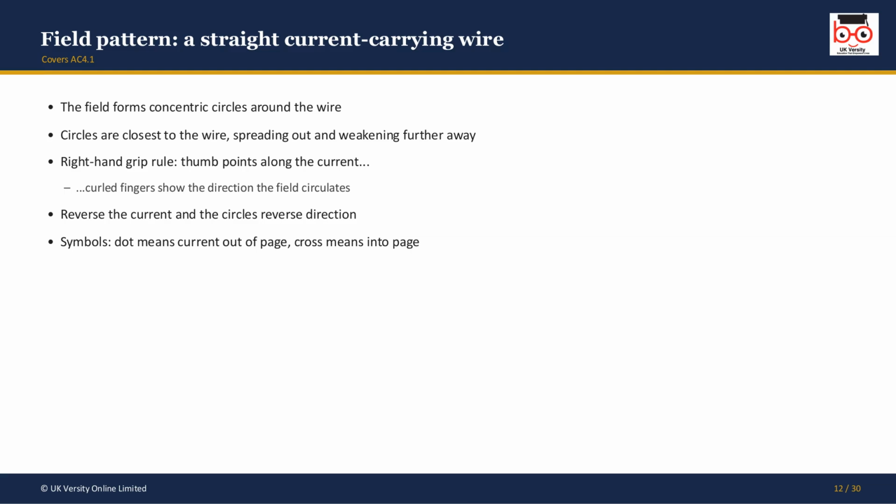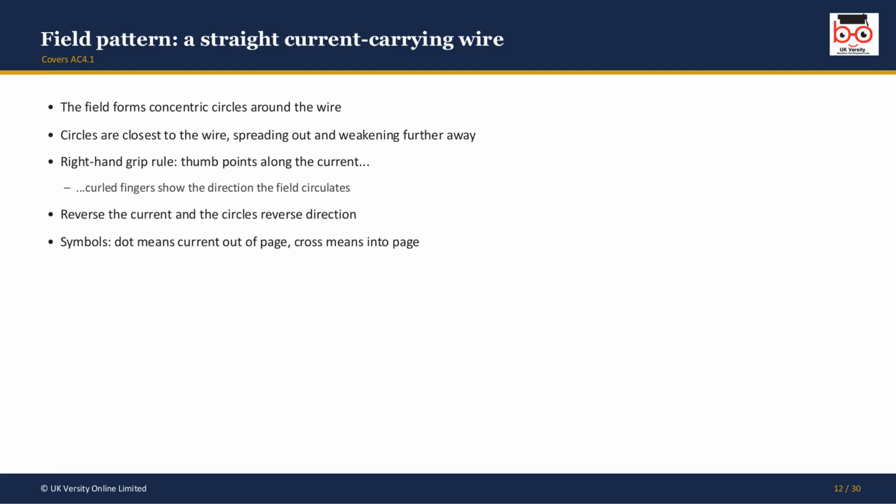Consider the field around a straight current-carrying wire. It forms concentric circles wrapped around the wire, closest and strongest near the wire, and spreading out and weakening further away. To find which way the field circulates, use the right-hand grip rule. Point your thumb along the current, and your curled fingers show the direction the field goes round. Reverse the current, and the circles reverse too.